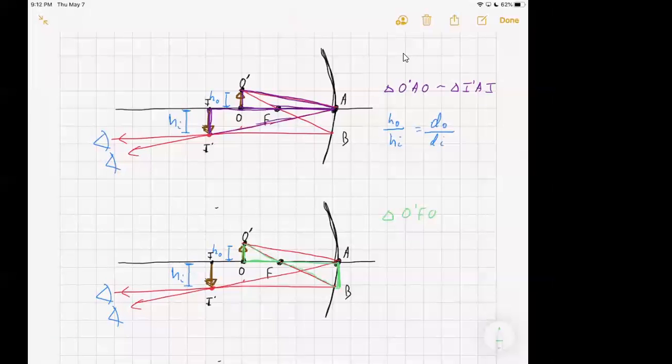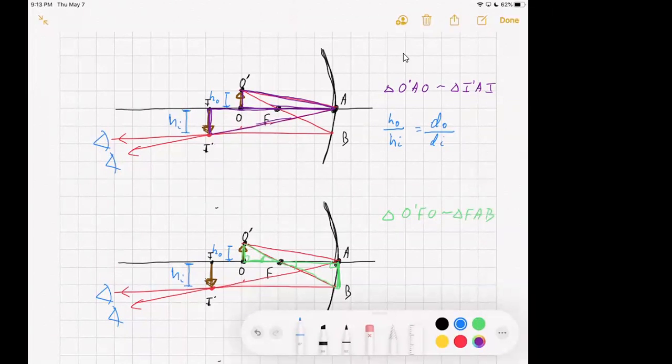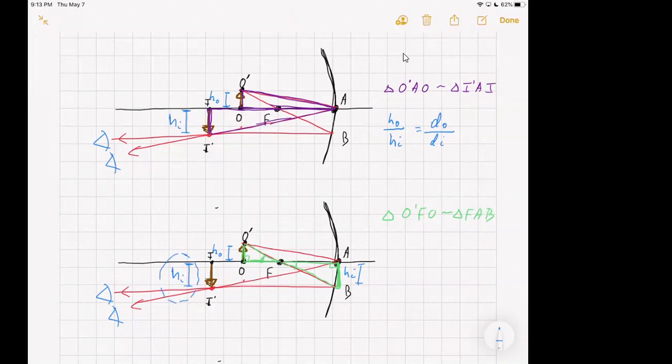So there's another triangle in here, and we can see that we have opposite angles over there, and opposite angles need to be equal to each other. These are right triangles, so we have two angles that must be equal to each other, therefore all three angles must be equal, and therefore triangle O prime FO is similar to triangle FAB. Of note, this vertical side AB is the same distance as HI. I didn't draw it very parallel, but this red line right here should in fact be a line parallel to the optical axis, so the height of that line stays constant.